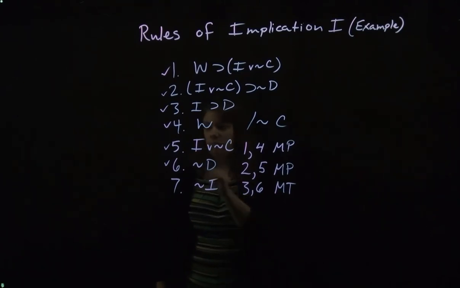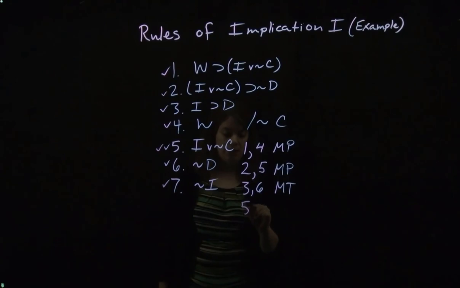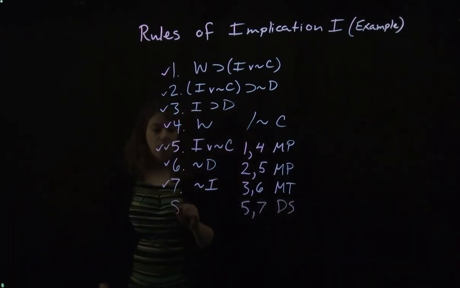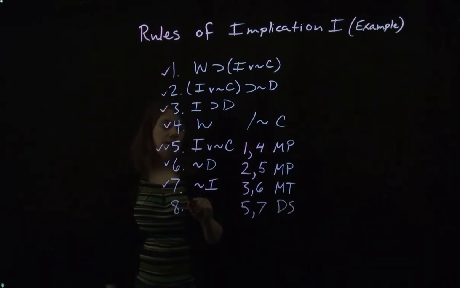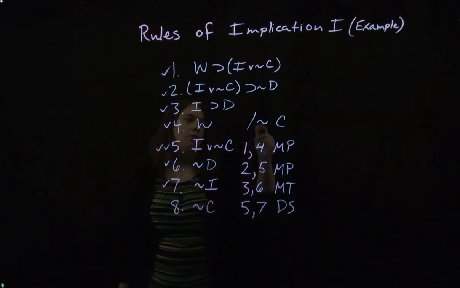So using lines 5 and 7 and the rule of disjunctive syllogism, we can therefore derive then not C. And there we have proven the conclusion of not C here.